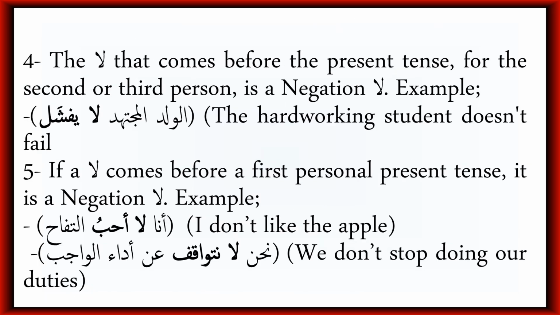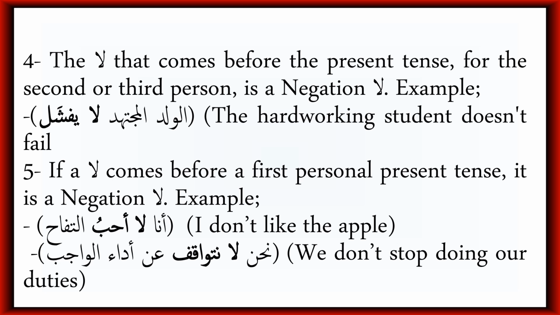4. The la that comes before the present tense for the second or third person is the negation la. Example: Al-waladul mujtahidu la yafshal. The hardworking student doesn't fail. As you can see here, this la comes before the present tense verb yafshalu. And this present tense verb is also for the third person, so because of that, this la is a negation la.